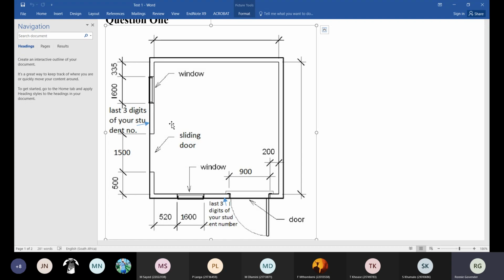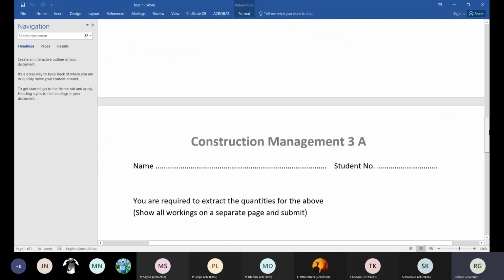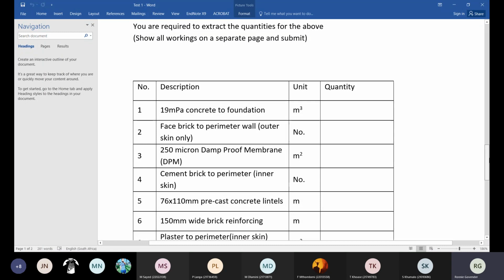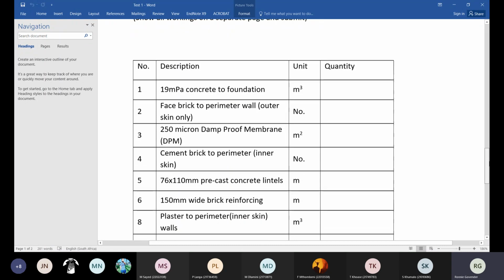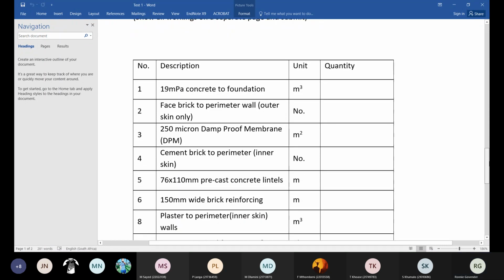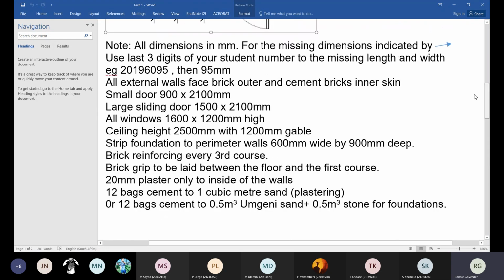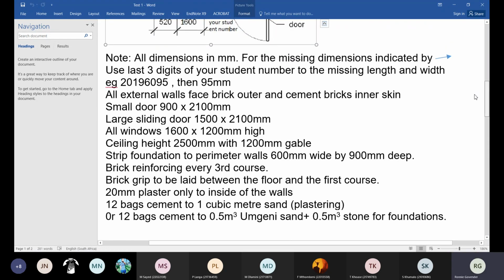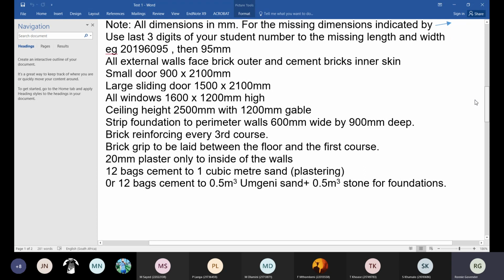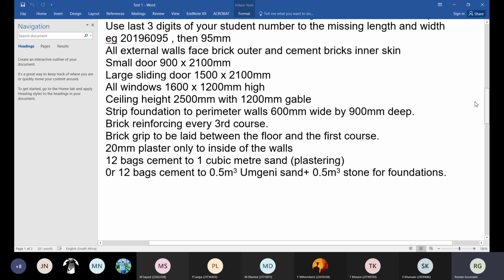Okay, then the next item. Now this was fairly straightforward. This was actually marked for plaster to perimeter, and if you look at the spec, it told you that the plaster was going to be 20 millimeters thick, 0.02. All you had to do was take the area that you worked out for your brickwork, excluding all your openings, and you multiply that by 0.02.